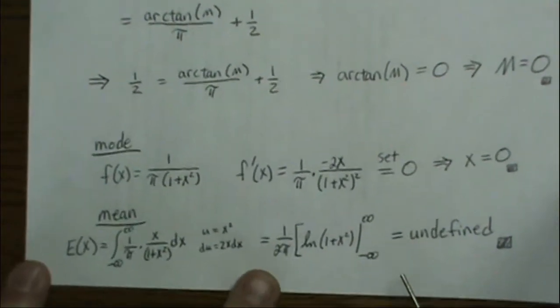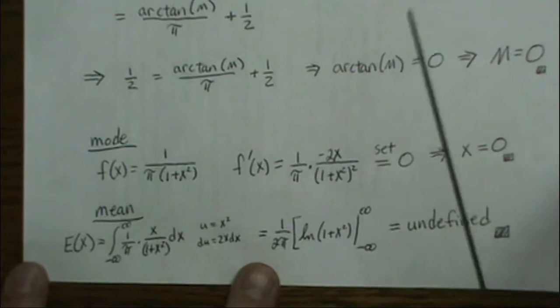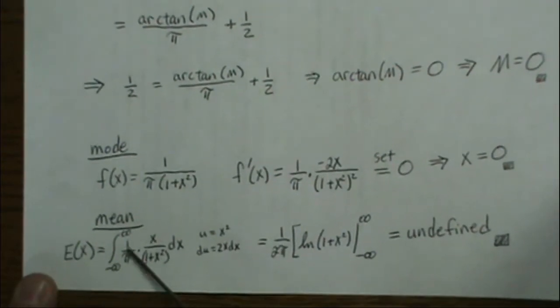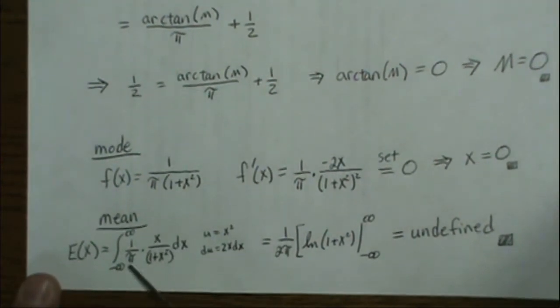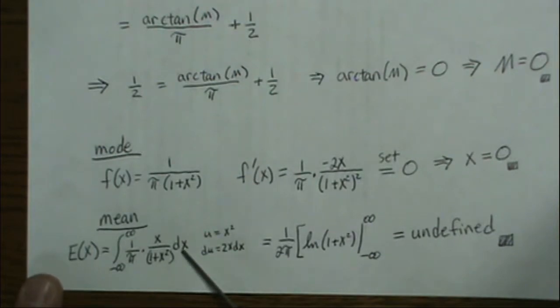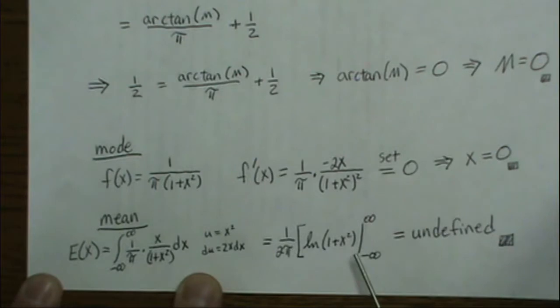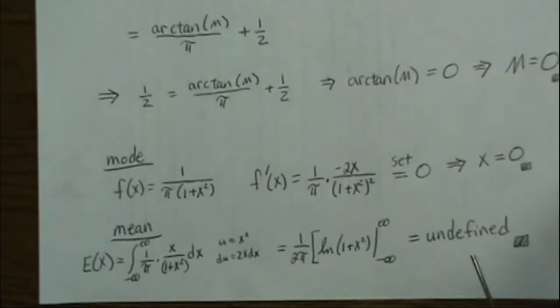The median is 0. The mean is the expected value of x, so we plug in, we put the x times the density. We make a u substitution, take its derivative, take the integral, we get log of 1 plus x squared, integrating from negative infinity to infinity, but you end up with an infinity minus an infinity solution, which is undefined.